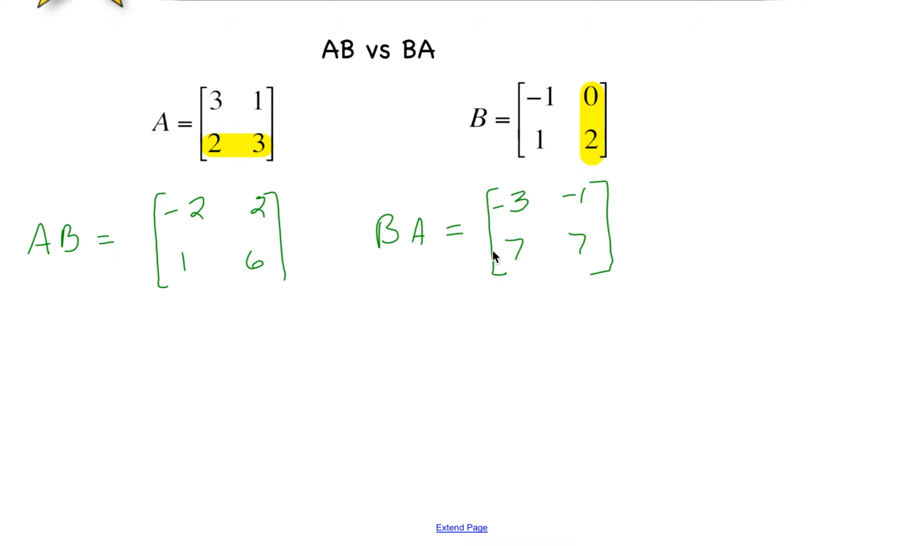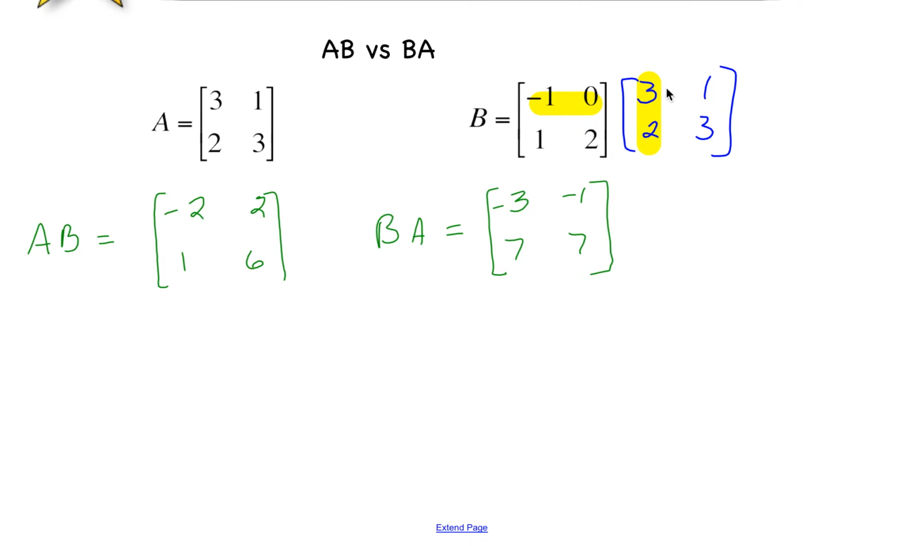Now when we do B times A, we need to do the opposite. We're going to take the rows from B and the columns from A. Okay, so you have to think about that. If it helps you, maybe it'll help if I go ahead and write this one. So matrix A is 3, 2, 1, 3. So if I put that in there, maybe this will help, and you can visualize it a little easier. So we're going to take -1 times 3 plus 0 times 2. So that gives me just -3.